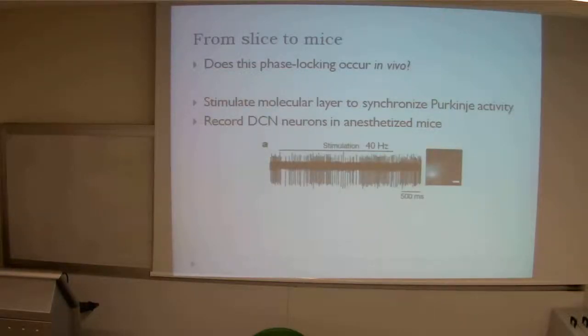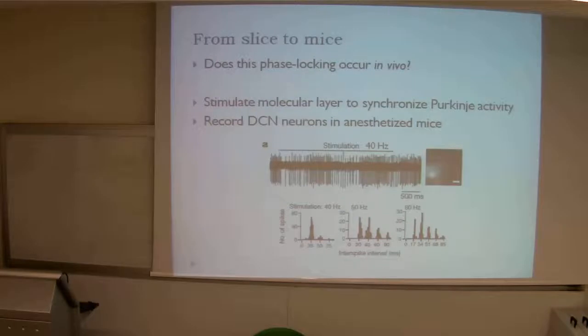So this is an example trained at 40 hertz of what the DCN cell looks like. And on the right, you can see an image of what the cerebellum looks like. I wasn't really able to visualize what that is exactly, but there you go.